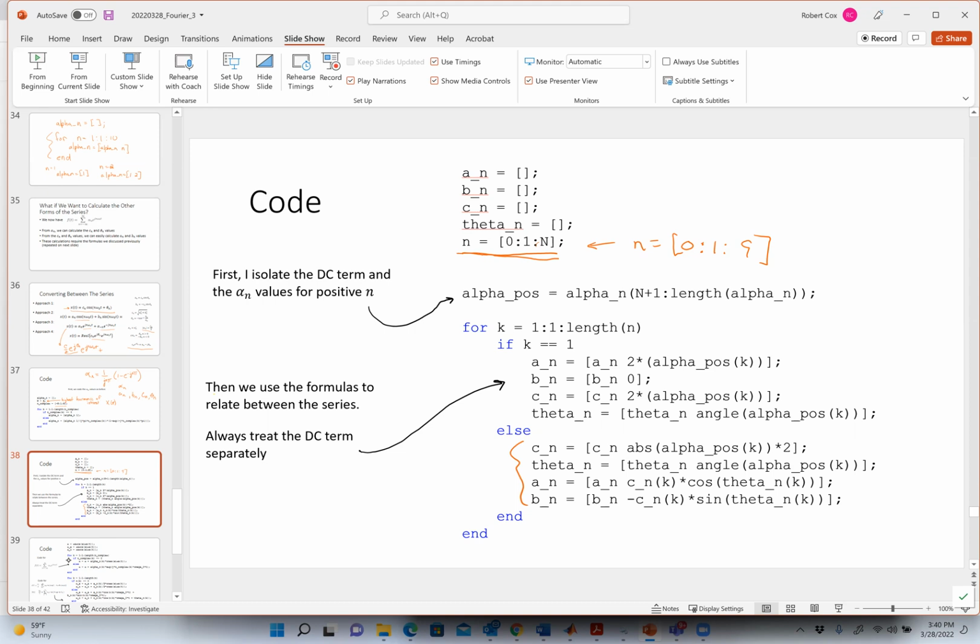Now, the thing that's maybe a little confusing, I said alpha positive. Why? What am I doing here? Alpha positive. What do you think I'm doing there?